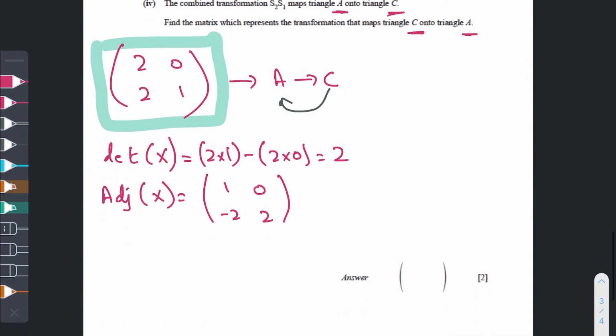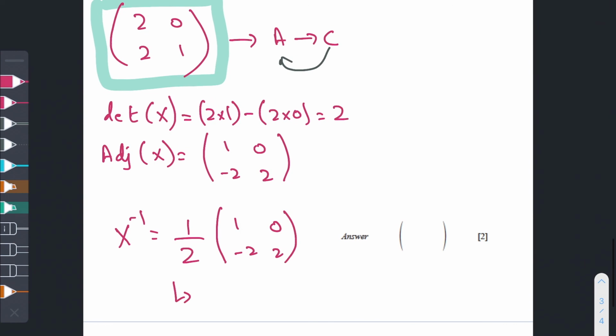Then finally, you write the final matrix, that is, let's call this X inverse. You write 1 over the determinant multiplied by 1, 0, negative 2 and 2. This is our final answer. You can also shorten it and write it like this. Your final matrix can also be written like 1 over 2, 0, negative 1, 1. Your final answer is 1 over 2, 0, negative 1 and 1. And we are done with the question.